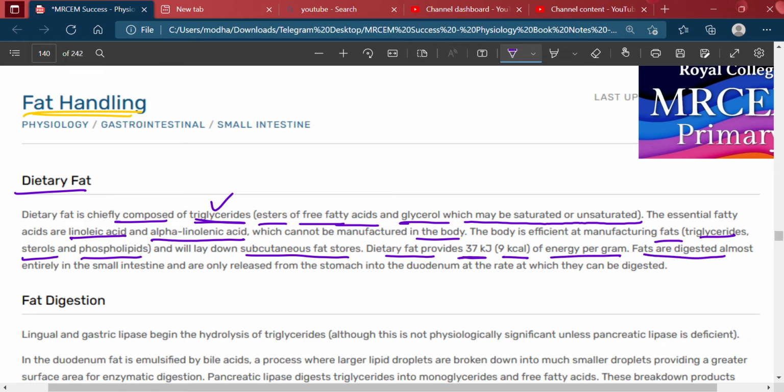Fats are digested almost entirely in the small intestine and are only released from the stomach into the duodenum at the rate at which they can be digested.